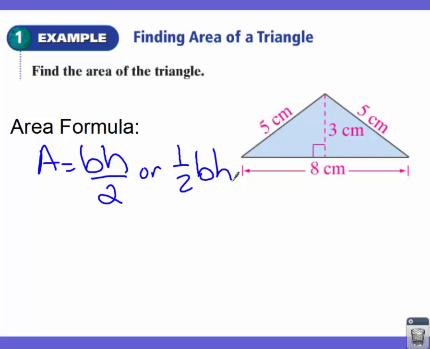Now, in order to find the area of a triangle, we have to know one thing. This is a commonality between all shapes. Your base and your height have to be touched by a right angle.